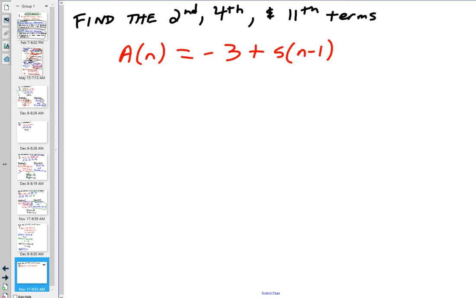For everybody else, you can do this one. This is the last example. I want you to find the second, fourth, and 11th term. Raise your hand when you have it. Lydia, you got it already? What did you get for the second one?